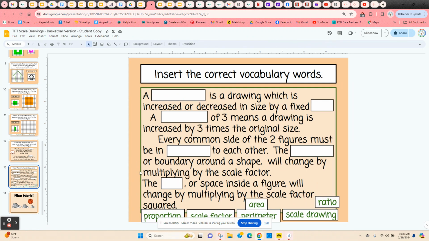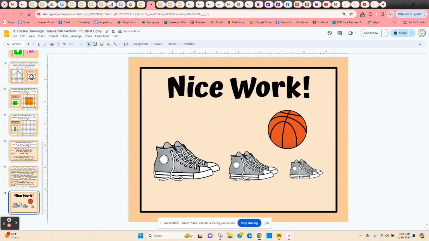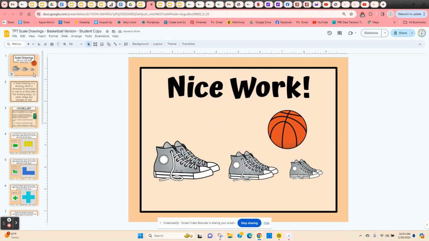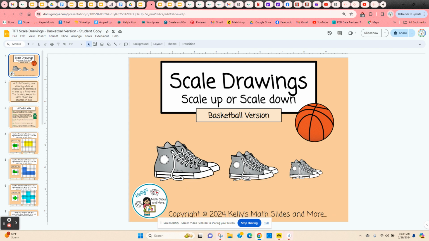And the final slide, they're going to use their vocabulary, so they can refer back to slide 3 if they need to. They're going to just click and hold on the edge of these terms and move them into the correct place in the sentence frames. A scale drawing is a drawing which is increased or decreased in size by a fixed ratio, and so on. So that is a digital lesson, scale drawings, the basketball version.